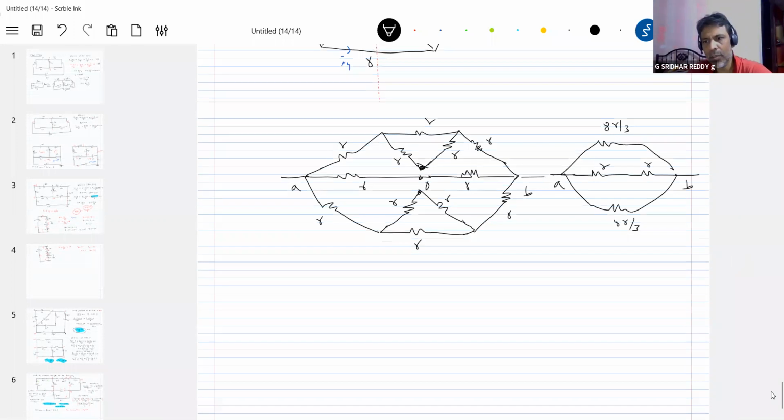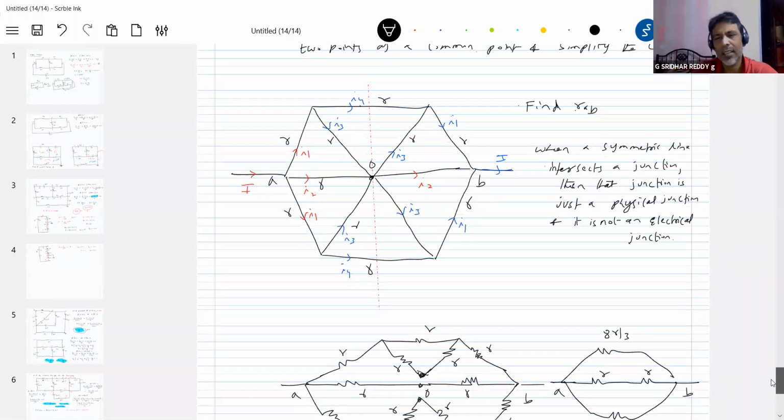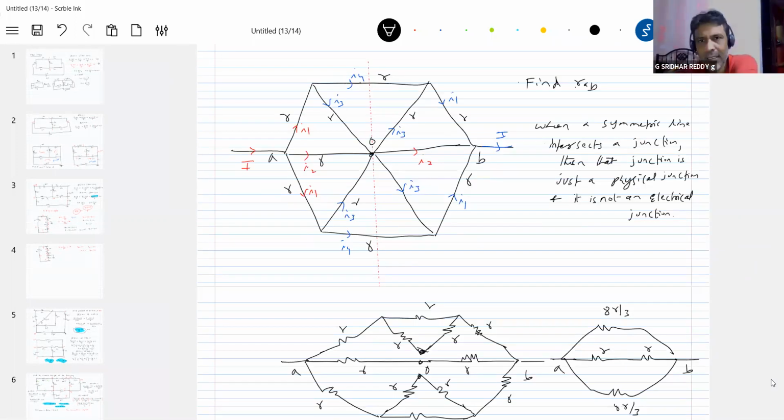Now a few questions. Sir, what do you mean by symmetric line? We must get an idea, no? Symmetry with respect to what? Symmetry with respect to current distribution.